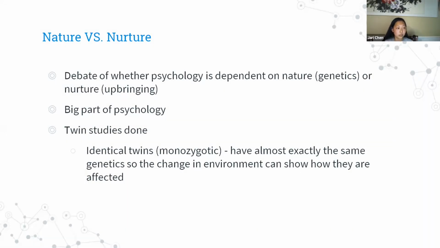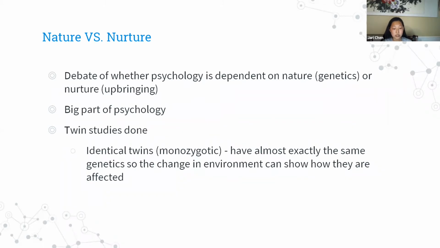Okay, then nature versus nurture. So this is a big part of psychology. It used to be a very important debate. So it's just a debate on whether psychology is dependent on your nature, so like your genetics, or your nurture, like your upbringing. So to study this, most people looked at twin studies. So identical twins, which are monozygotic twins, have the exact same genetics, not accounting for any sort of mutations. Okay, so this means that if they are split, the difference in their environments shows how they are affected. So that shows how the environments affect people.